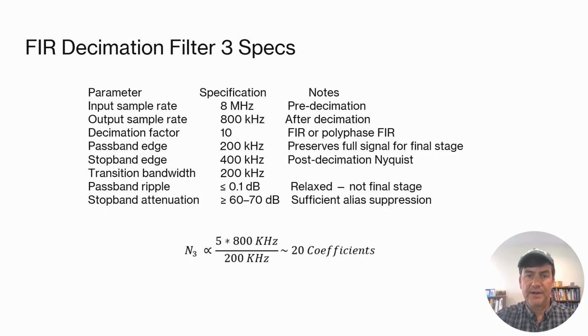By the Nyquist criterion, the post-decimation Nyquist frequency is 400 kHz, so the filter stop band must begin at 400 kHz or lower. If we choose a passband edge of 200 kHz, this gives us a transition bandwidth of 200 kHz. With this relatively wide transition band, the required filter complexity is modest, and the number of coefficients is on the order of about 20. Roughly 20 taps depending on ripple and attenuation requirements.